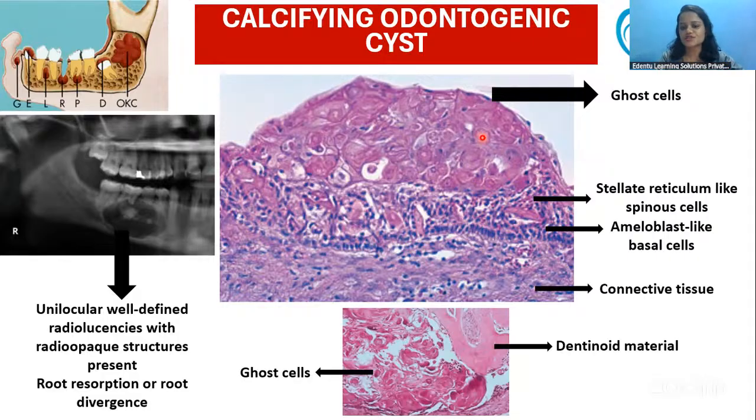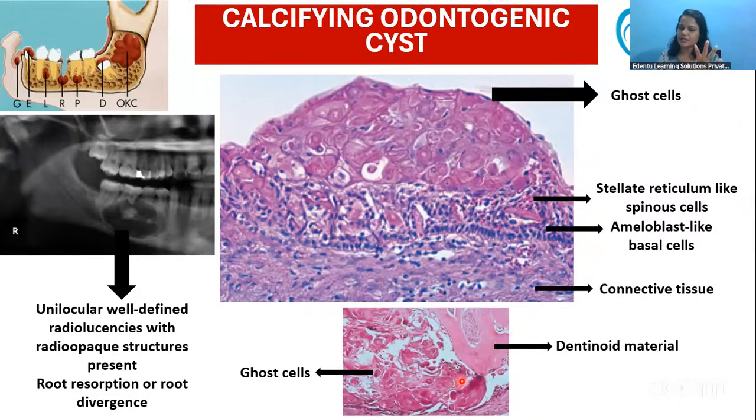And underneath these ghost cells, you'll be able to see a stellate reticulum-like spinous cells, and the basal cells will be usually ameloblast-like. Okay, ameloblast-like basal cells means it will have a shape of a tall columnar cell. The nuclei will be very hyperchromatic, very darkly stained, and it will be seen away from the basement membrane. Okay, so that is the characteristic feature of the basal cells seen in COC. Connective tissue, less inflammation. Okay, since it's a developmental odontogenic cyst, usually less inflammation is seen.